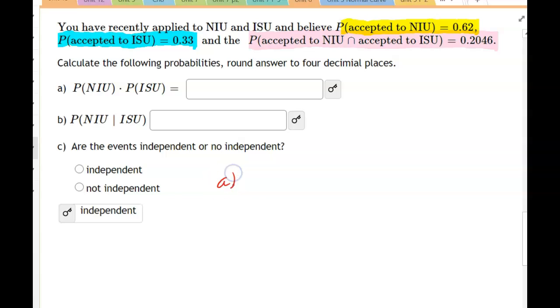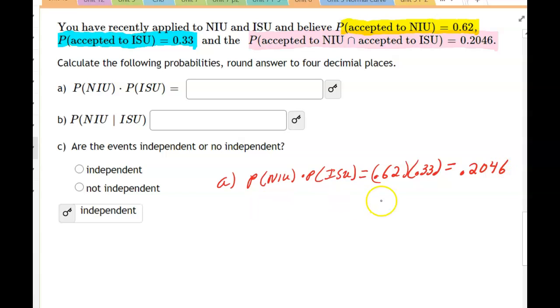Part A is asking us to use the multiplication rule. So the probability of NIU times the probability of ISU is equal to 0.62, the yellow number, times 0.33, the blue probability. And when I multiply those two together, I get 0.2046. Now, since this probability is equal to the probability of NIU and ISU, you notice that this number is the same as the pink number, they are independent.